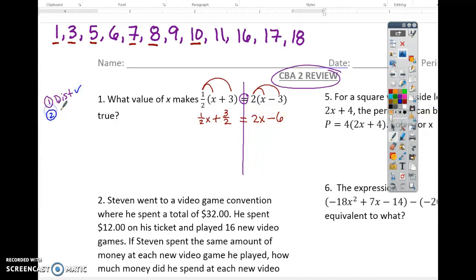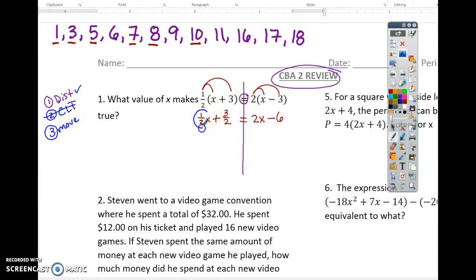Step number 2, combine like terms. On the left, there's nothing to combine. This one has an x, this one doesn't. On the right, same thing. This one has an x, this one doesn't, so you don't combine those. There's no combining.